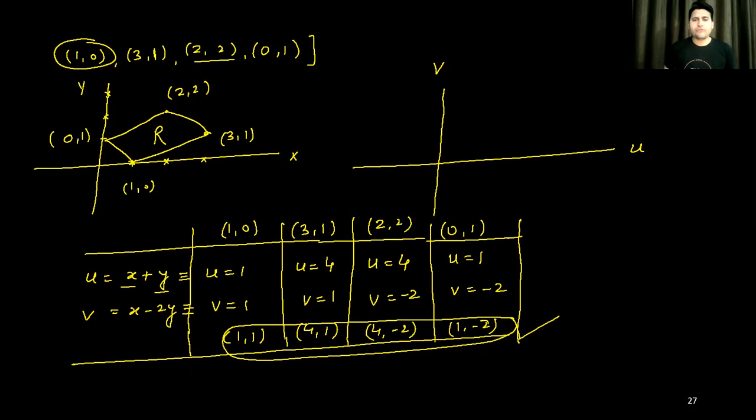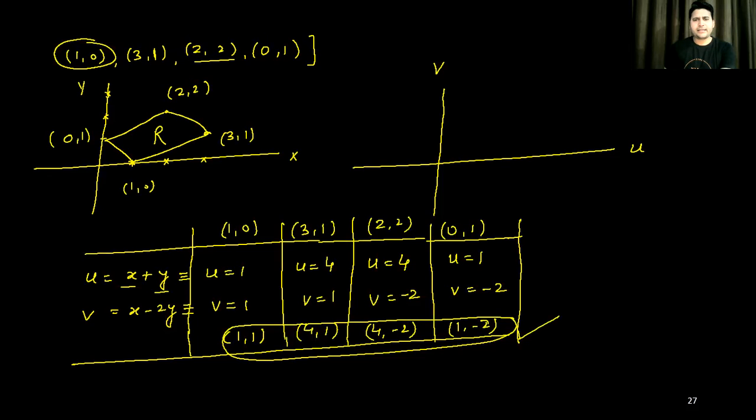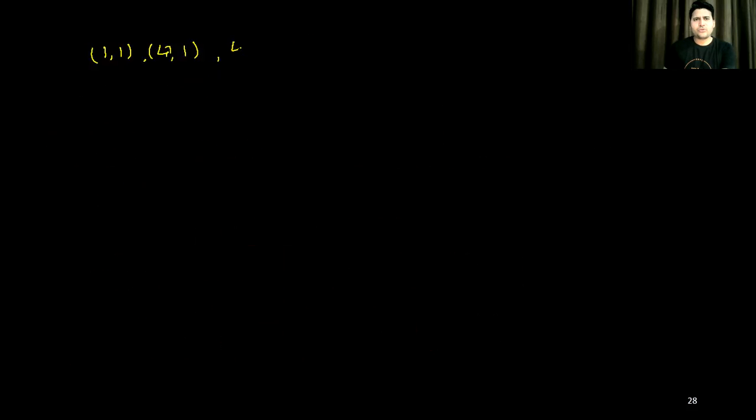Let us see 1 comma 1. It's better to draw on the next page. The points I am getting are 1 comma 1, 4 comma 1, 4 comma minus 2, and 1 comma minus 2. Just put these points over here. Let us see what will happen.